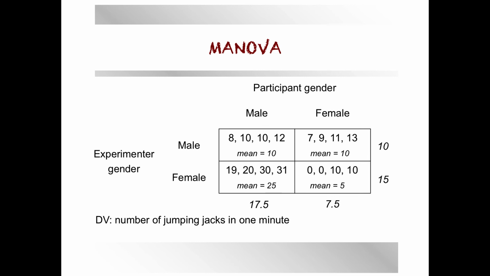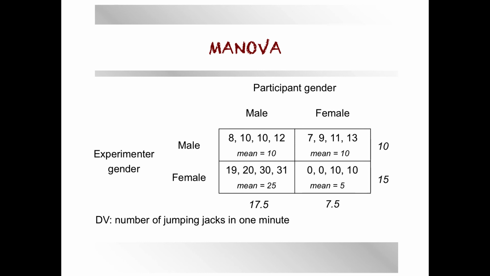enters the room and is asked to do as many jumping jacks as she can in 1 minute, and she feels differently in front of the male experimenter as opposed to in front of the female experimenter. But then the male participant comes in, and it's a different scenario for him. Maybe he feels the reverse effect. He's more inspired to do jumping jacks in front of the female experimenter. I don't know, something like that. You might imagine, though, that these 2 IVs might interact with each other.